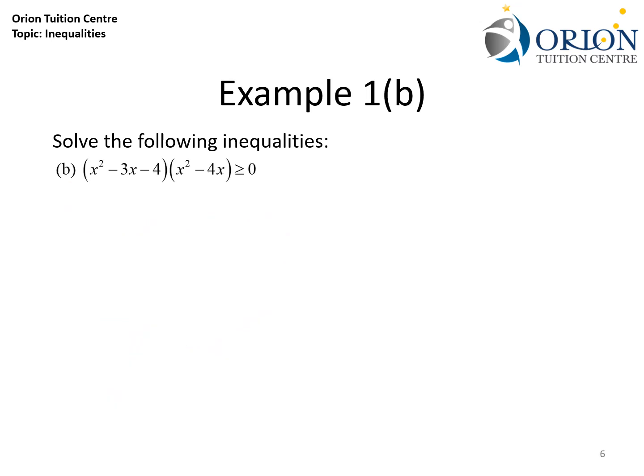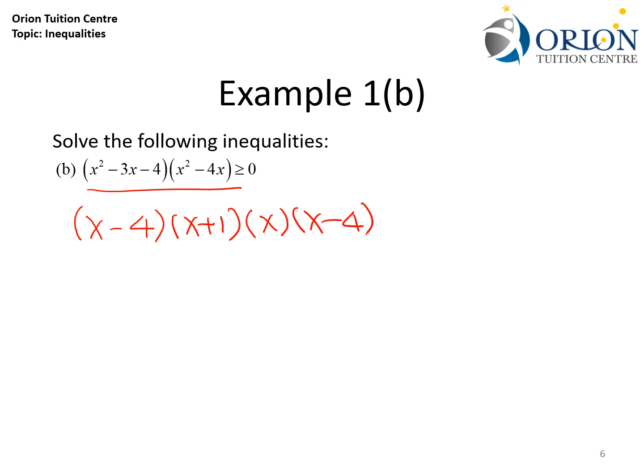In example 1b, we have a higher order inequality, but the approach is exactly the same. First, let's check if we can factorize this expression fully, and we know that we can change it into (x - 4)(x + 1) for the first quadratic expression, multiplied by x(x - 4) for the second quadratic expression. So now we have this expression being more than or equal to 0.